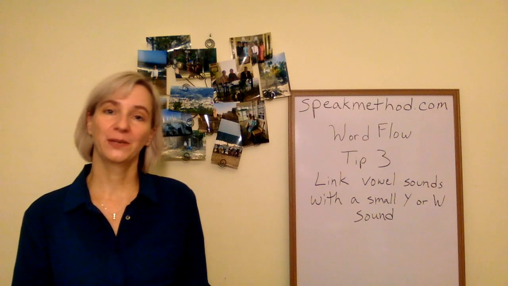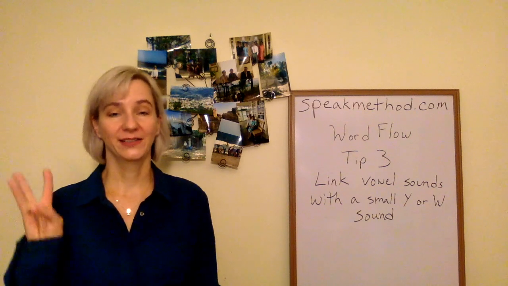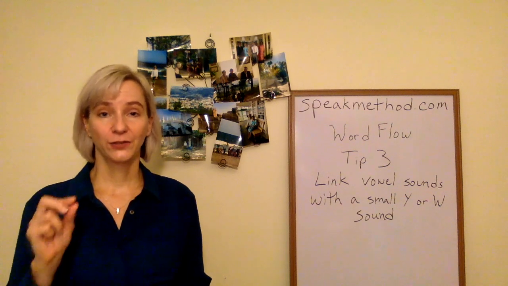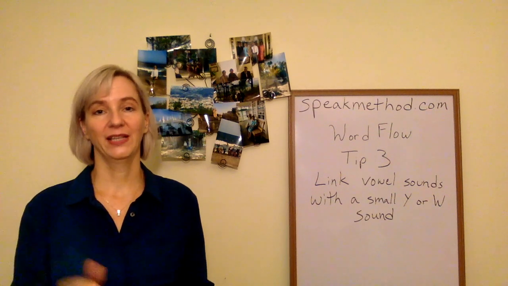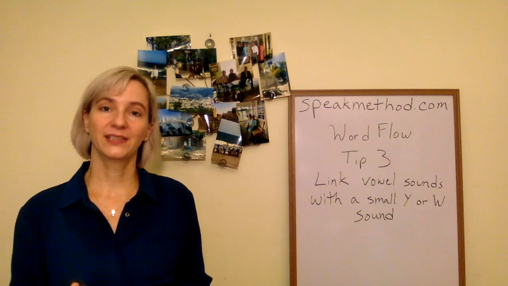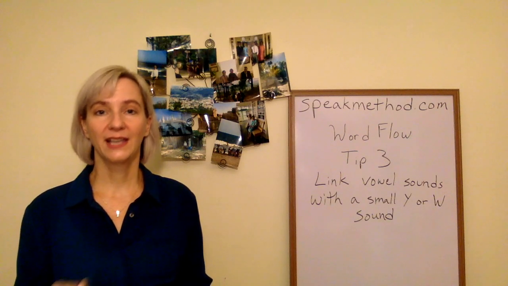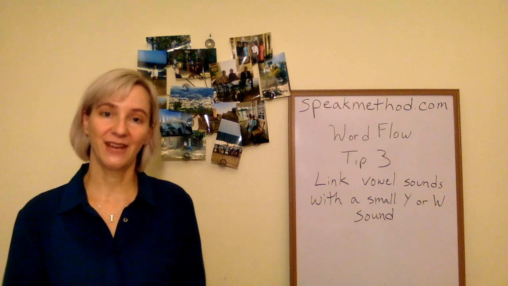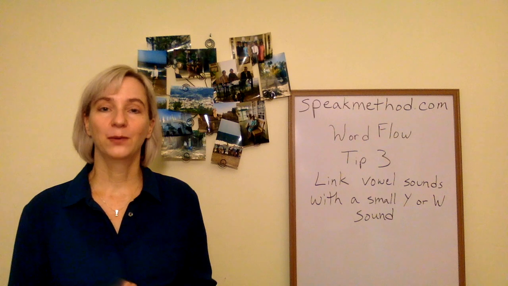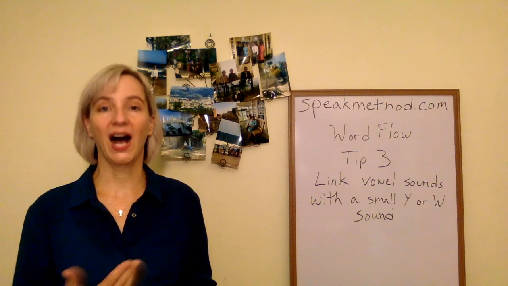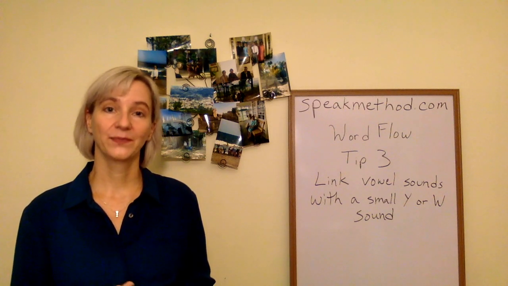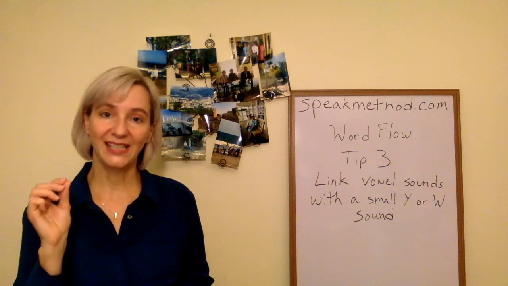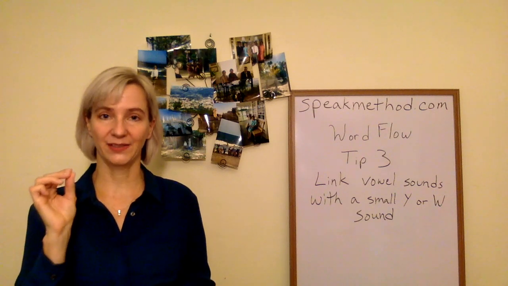Continuing with word flow in sentences, let's look at tip 3. Here we can link two vowel sounds together. We sometimes link vowels together with either a small y or a small w sound, depending on the vowels. If we have the vowel E, also I, or even A, actually I and A end with a small E. So it's really the E sound that's important.